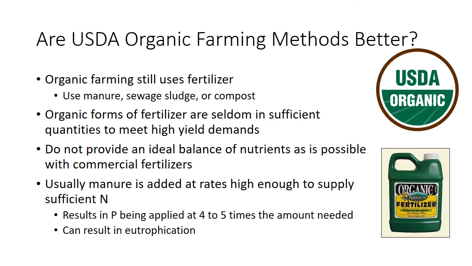So going back to my example of manure, manure is really high in phosphorus, and so if we apply it to have just enough nitrogen, we're usually applying phosphorus at a rate that's 4 to 5 times the amount needed. So this can result in eutrophication. So there's actually water quality concerns if the only source of nutrients is manure.